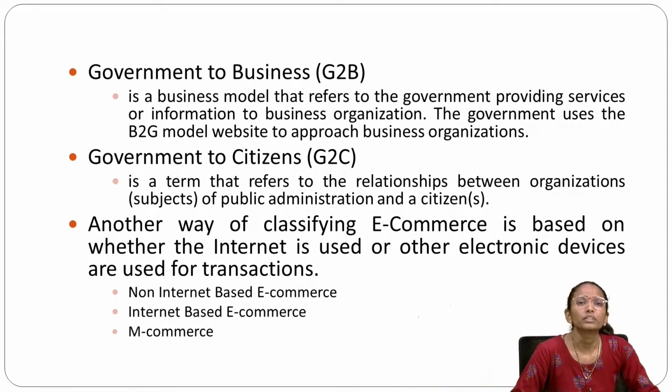Now government to citizen, G2C, is a term that refers to the relationship between an organization, the subject of public administration, and a citizen. The designation can be used for any relationship between the subject of public administration and the citizen. Most often it is used as one of the basic relationships within e-government models. The initiative comes from a federal organization and citizens are the target group. These types of e-commerce are based on the parties involved in the transaction.